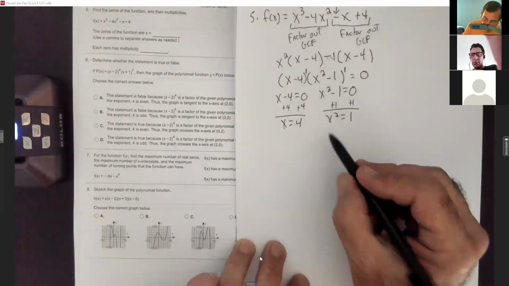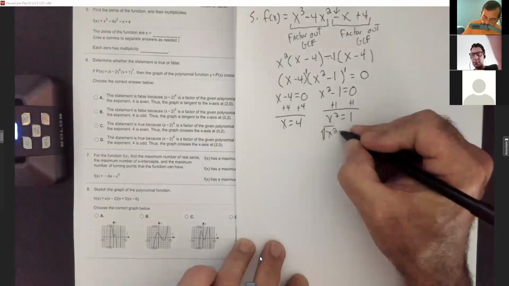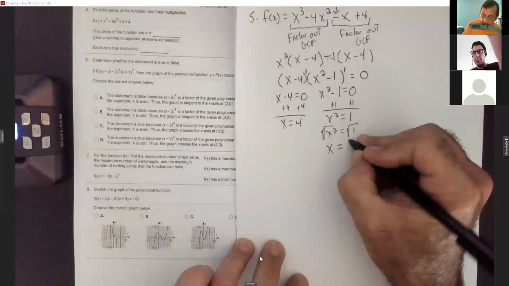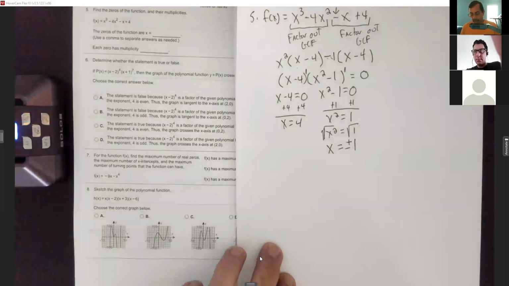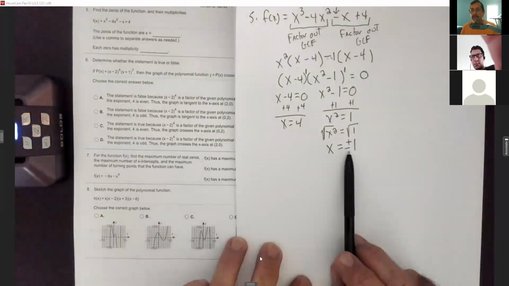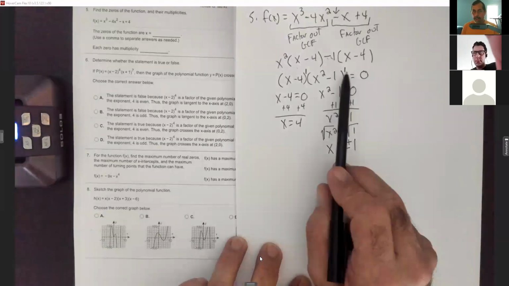All right, y'all, to finish this, I'm going to take square roots. So the square root of x squared is x. Square root of 1 can be plus or minus 1. So we got 3 zeros: 4, -1, +1. Each of them has a multiplicity of 1.